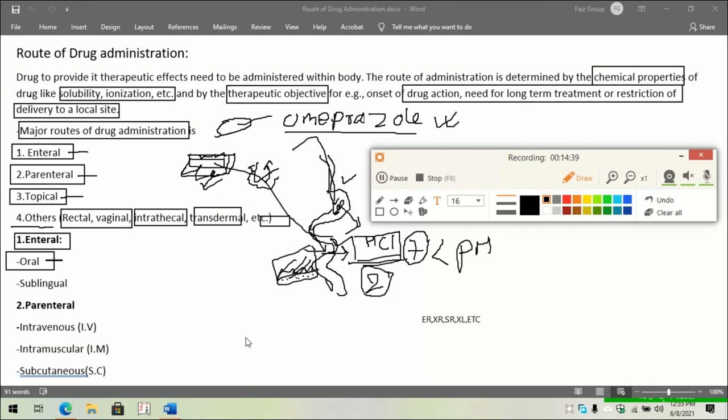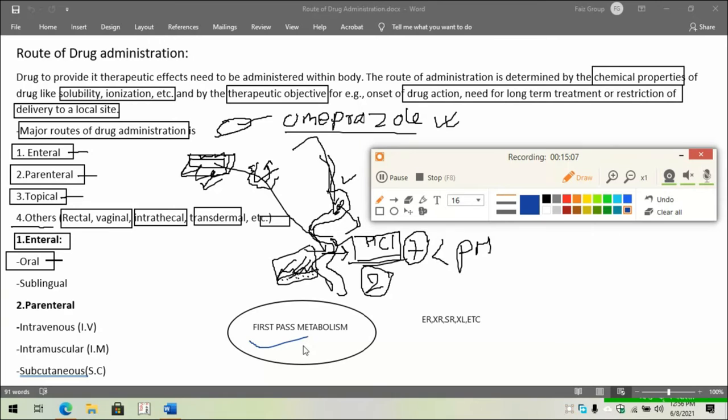So, what is first-pass metabolism? We will discuss first-pass metabolism in detail separately. It is an important topic. This will be discussed separately in an upcoming lecture.